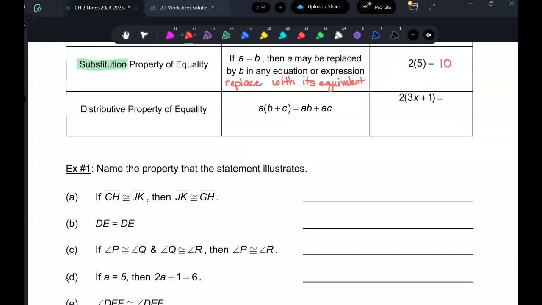Distributive property. Hopefully that sounds familiar. So here 2 and then parentheses 3x plus 1. Good. I said wait. I don't get the substitution.